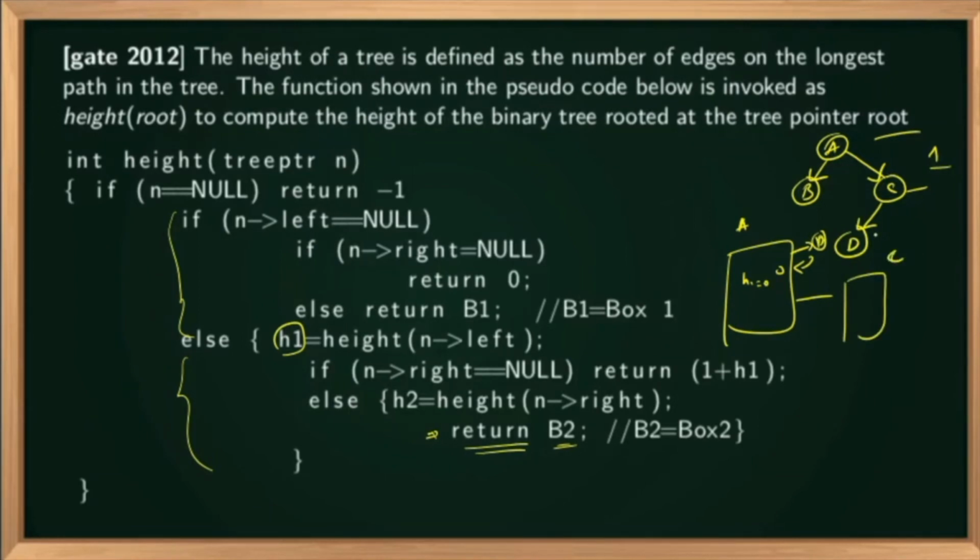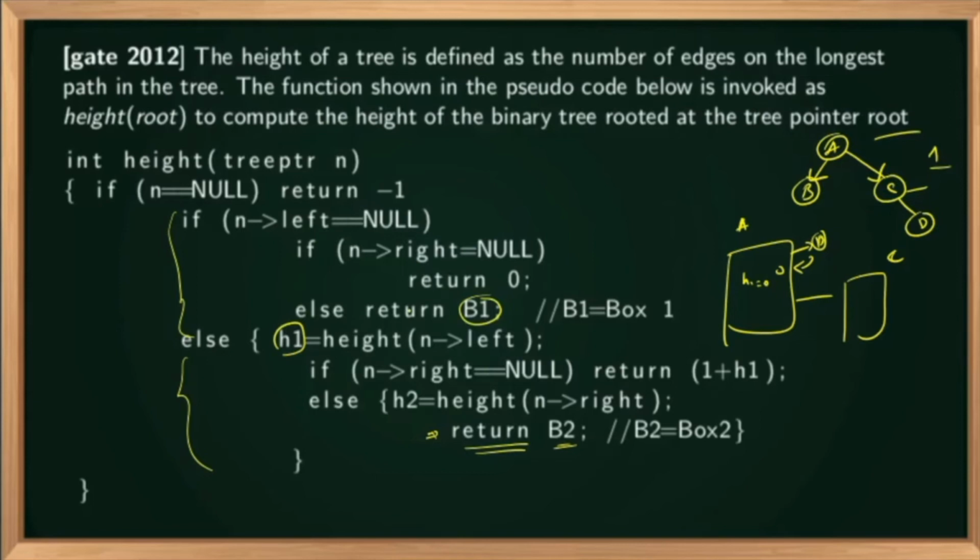So C has a left child that is not null, right? n dot left is not equal to null. Then we will go here. Maybe I should not put it here, I should put it here. So n dot left is not equal to null, I am reaching here. Then n dot right equal to null? No, n dot right is also not equal to null. So then we are returning B1.